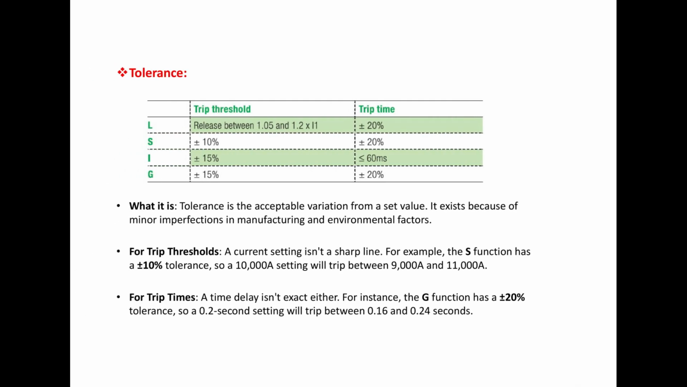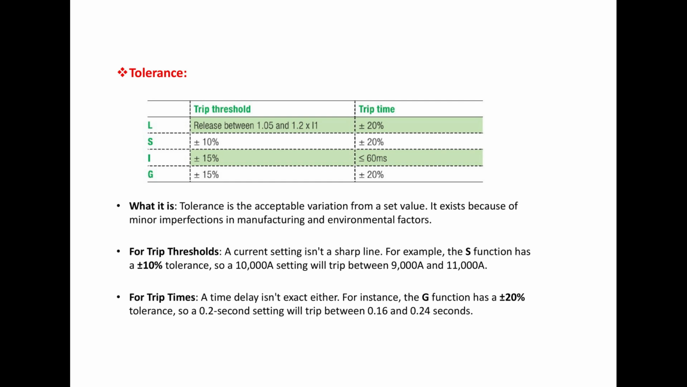Let's move on to tolerance. This section explains the concept of tolerance. Tolerance is the acceptable variation from a set value due to minor manufacturing imperfections and environmental factors. For trip thresholds, this means a current setting is not a sharp line. For example, the S function has a plus minus 10% tolerance. So a 10,000 ampere setting will trip somewhere between 9,000 ampere and 11,000 ampere.